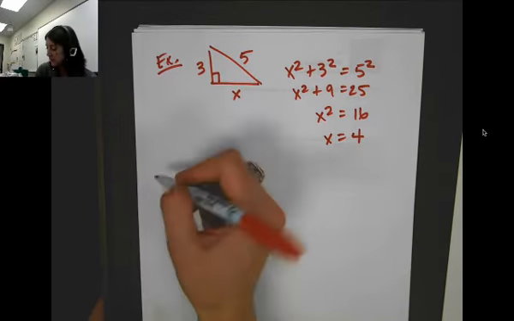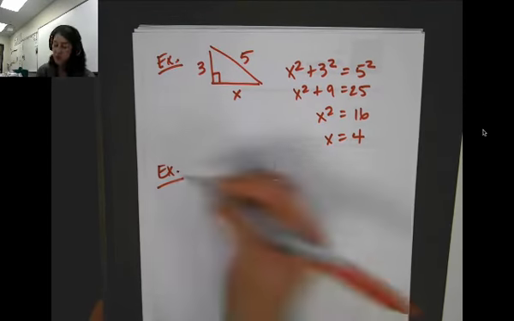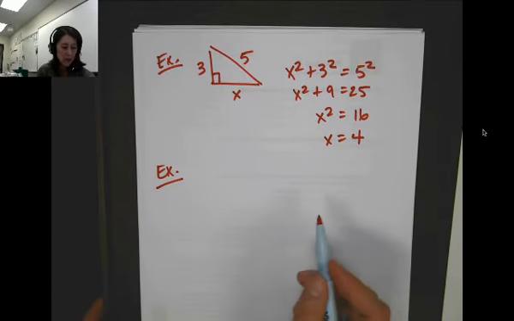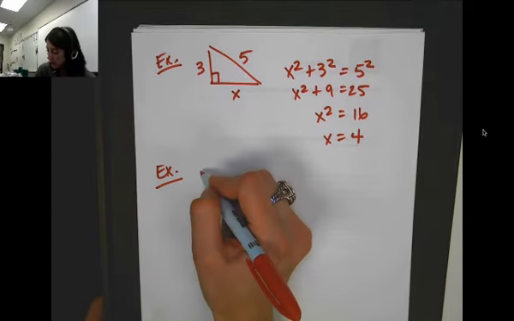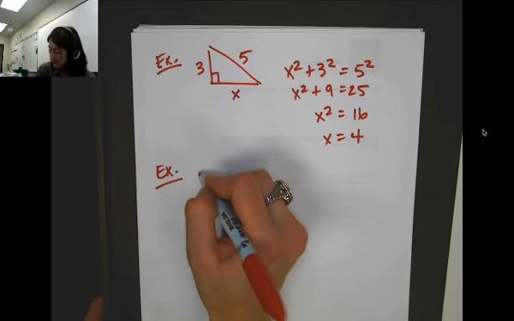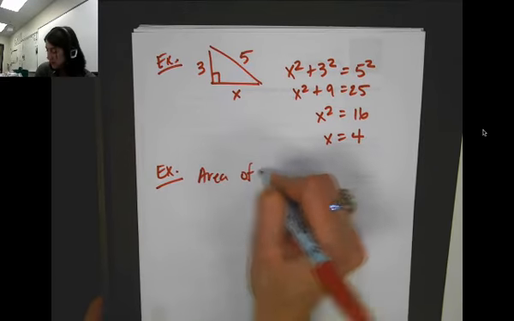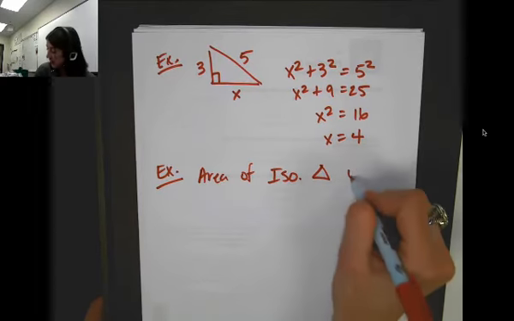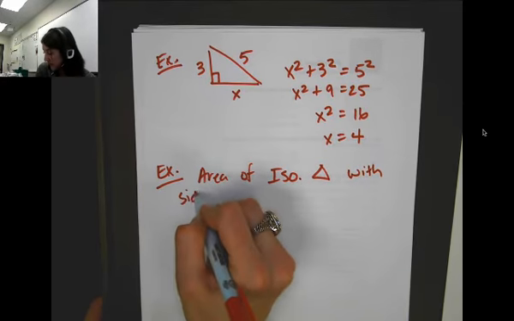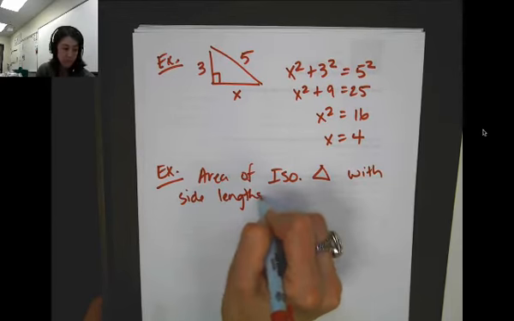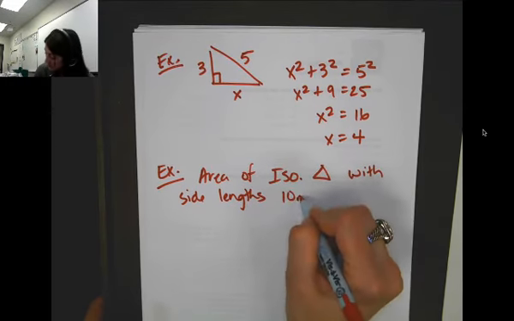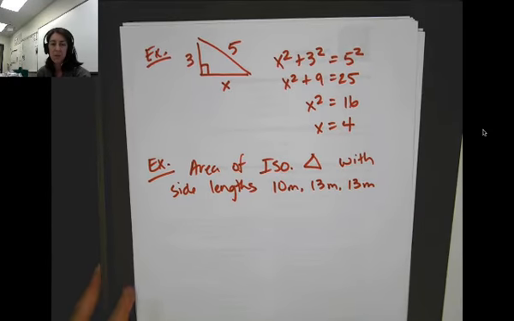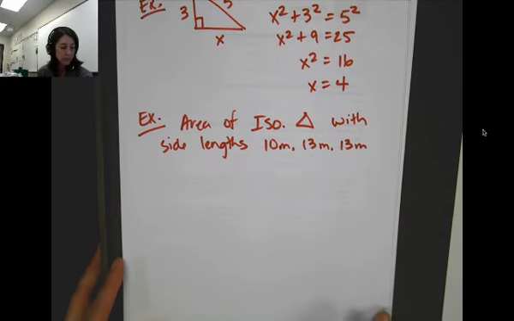Your book introduced one other kind of problem I thought was kind of a good practice of this theorem, and it was finding the area of an isosceles triangle given certain information. So what if I told you we had an isosceles triangle I wanted you to find the area of, and I'm going to abbreviate somewhat in here, with side lengths 10 meters, 13 meters, and 13 meters, and use the Pythagorean theorem to find that area.